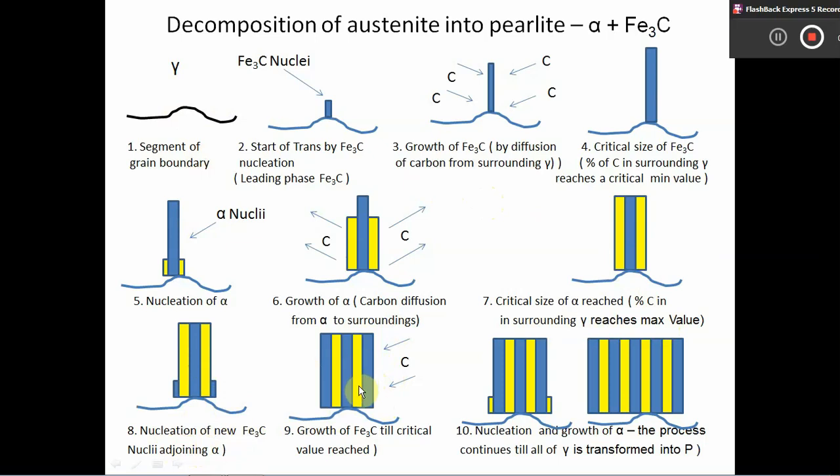Here the yellow color indicates a ferrite platelet and the blue color indicates a cementite platelet. This will continue because of diffusion of carbon from ferrite to the surroundings, and from the surroundings carbon is diffused into cementite till its critical value is reached. So nucleation and growth will continue till all the austenite is transformed into pearlitic structure. This is how austenite will transform into 100% pearlitic structure, and that takes place through the process of decomposition. Thank you.